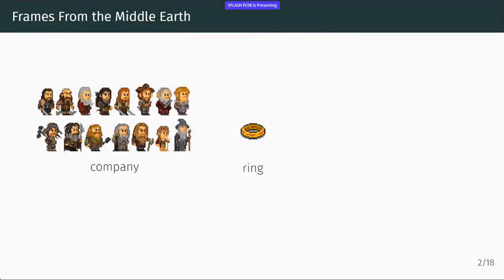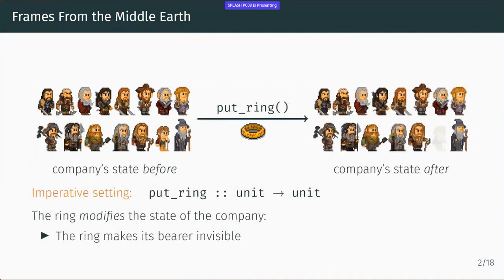So maybe you've heard the story that involves a company of dwarfs that found a magician, and this story also involves a ring, and this ring has a specific property. When you put it on, you become invisible. Okay? So if we model this in an imperative setting using a put ring function that goes from type unit to type unit, well, this put ring function modifies the state of the company so that in this case the hobbit becomes invisible. Okay, but this one also has another very interesting property.